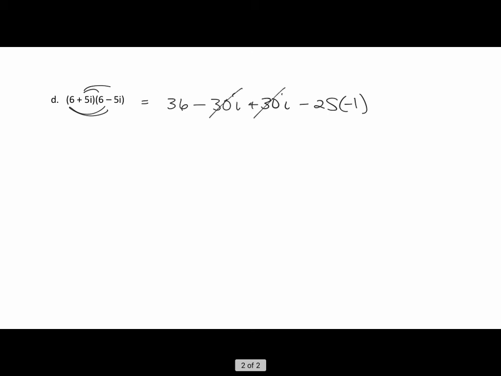So our like terms are going to cancel each other out additively. So that leaves 36, and this negative 25 times negative 1 is positive 25. So actually the imaginary unit is gone. We just have the real numbers, so let's add these together. That's 61. And there's no imaginary unit, so we have 0i to complete the a plus bi form.